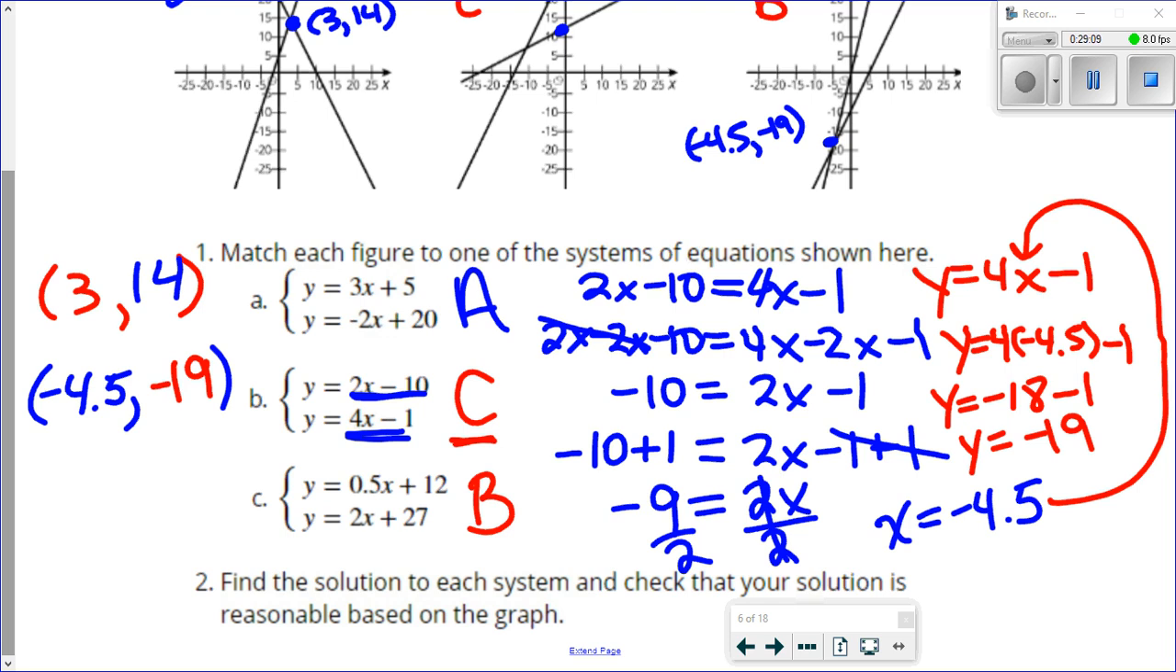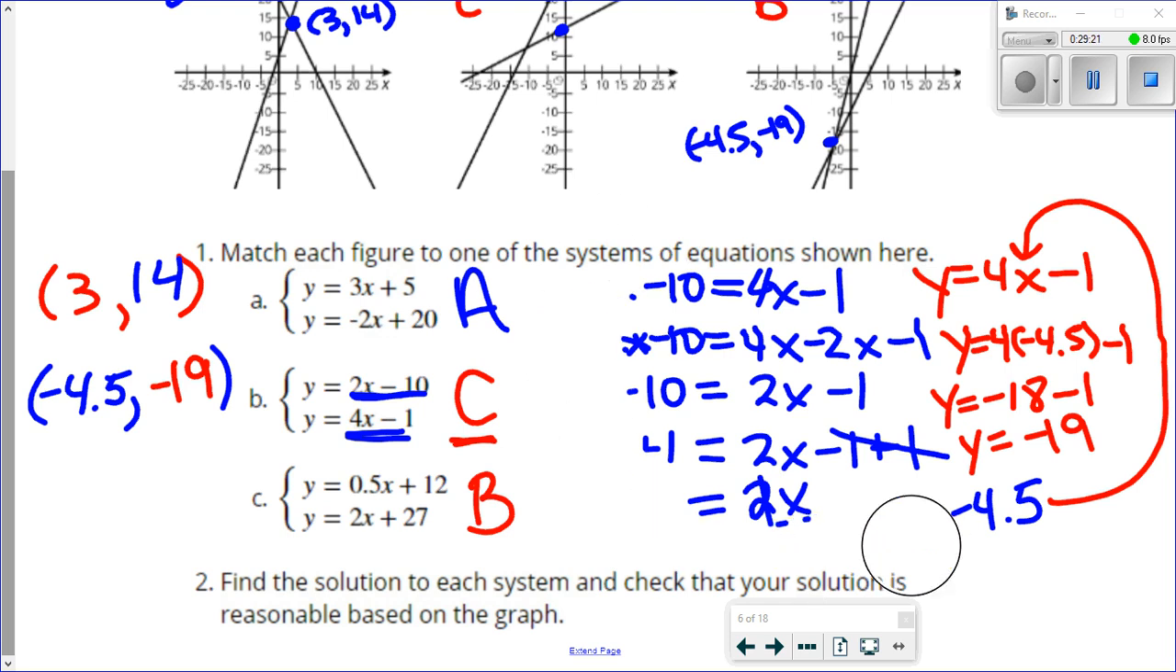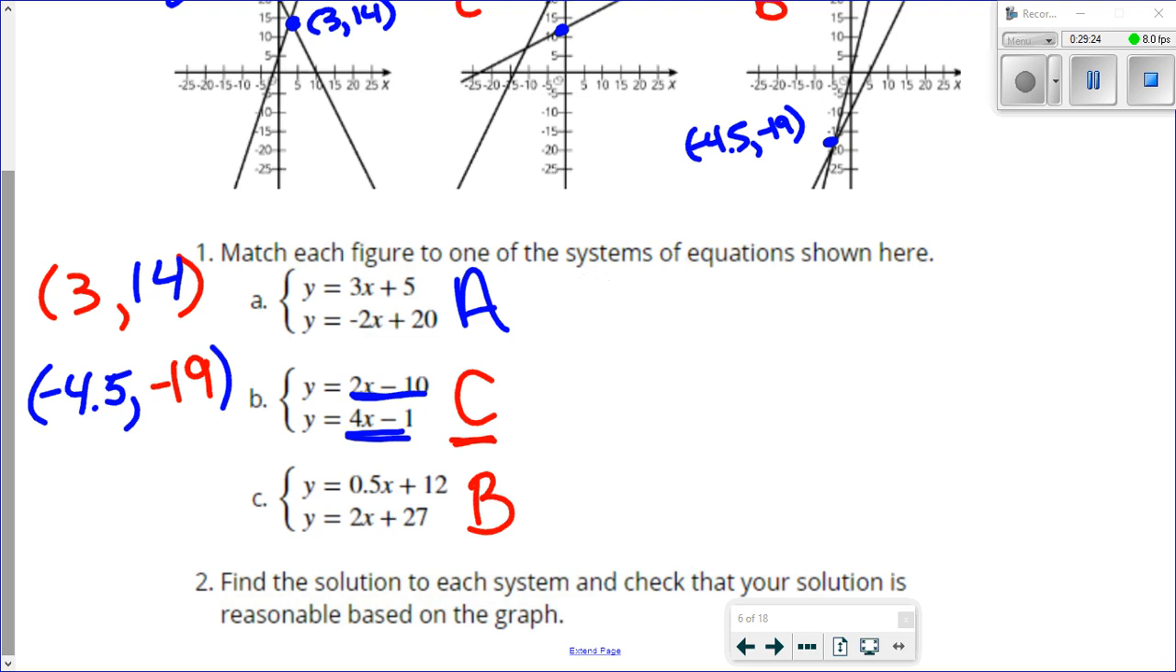All right, make sure you have all the required work, and let's go ahead and dive into the third system on the page here, and make sure that it truly does match up with graph B. So using the same approach as the other two, I'm going to take what y equals in the top equation, so that's 0.5x plus 12, and set it equal to what y equals in the bottom equation, which is 2x plus 27, and start solving our equation for x.